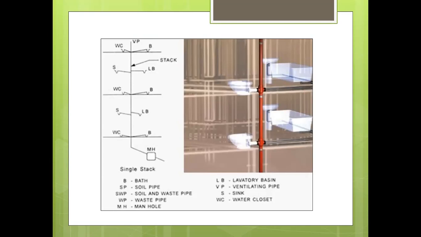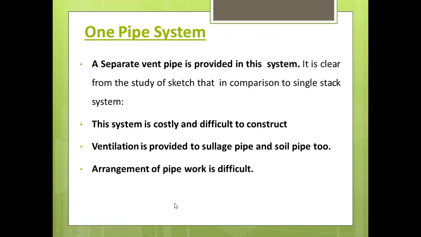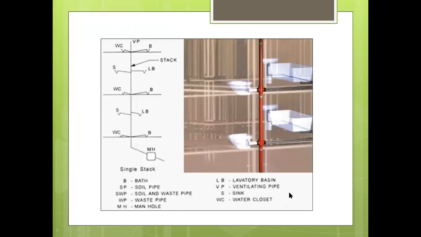All are joined in one single system. This one is S for soil pipe. The VP means ventilation pipe. WC means water closet. And here MH means manhole. All these specifications are given in this figure. B means bath, SP soil pipe, SWP soil and waste pipe, WP is a waste pipe, MH is equal to manhole, and LB is equal to lavatory basin. VP means ventilation pipe, S means sink, and WC means water closet.